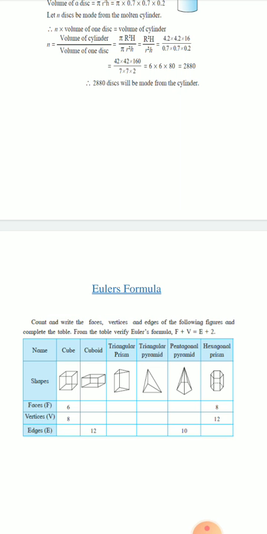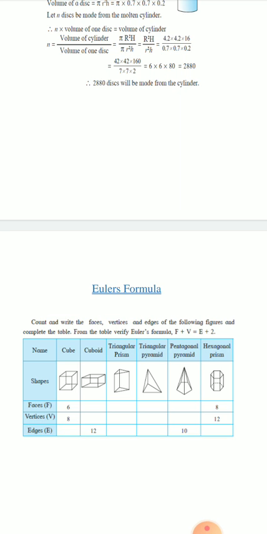Similarly, for a triangular pyramid, faces are 4, vertices are 4, and edges are 6, so that this Euler formula can be satisfied. The fifth one is a pentagonal pyramid. For the pentagonal pyramid, if we measure carefully, the total faces are 6, vertices are also 6, and edges are 10, which is given. Okay, so Euler's formula is satisfied.